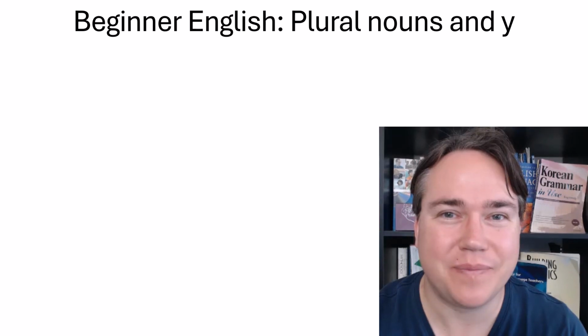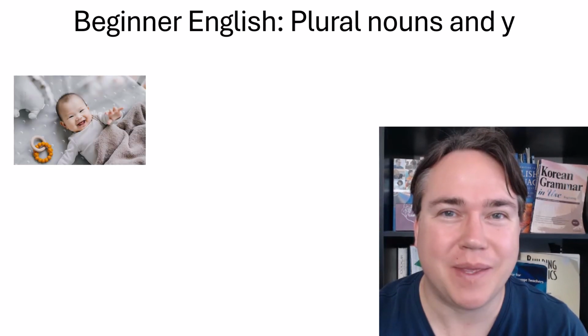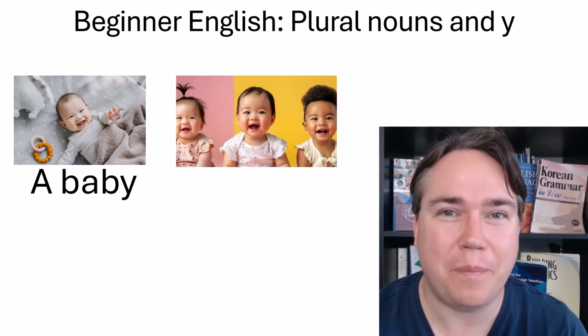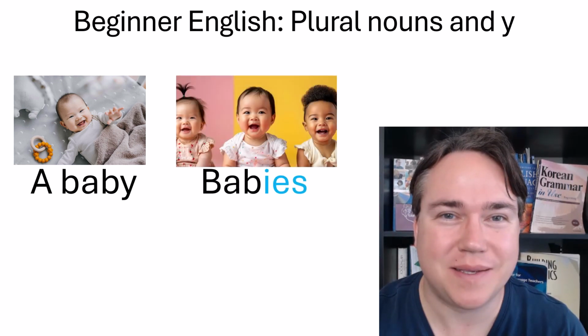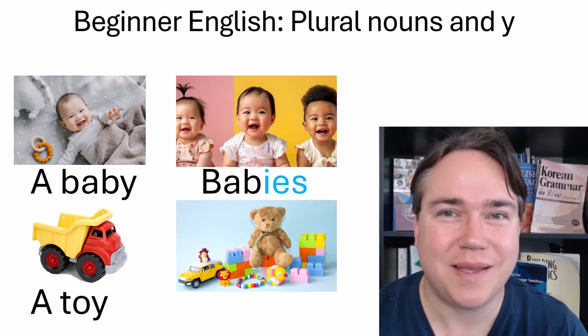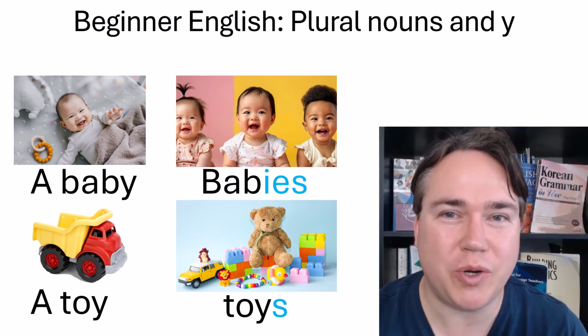Plural nouns and why. For example, a baby, babies. A toy, toys. Why does babies end in IES with no Y, but toys just ends in S? Well, in the rest of the video we're going to find out.